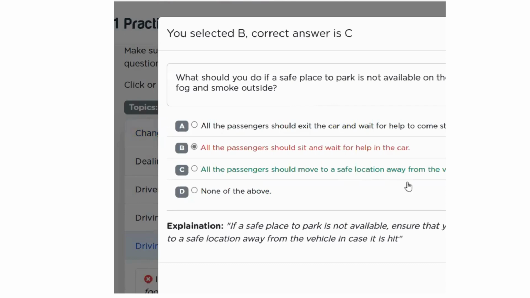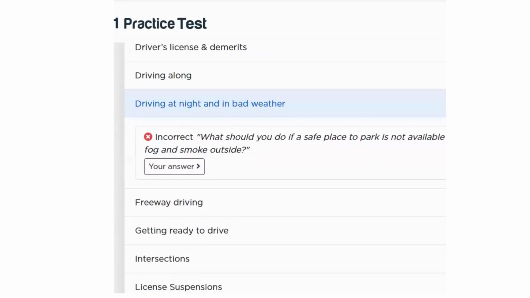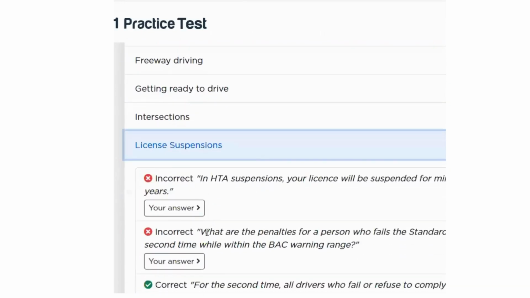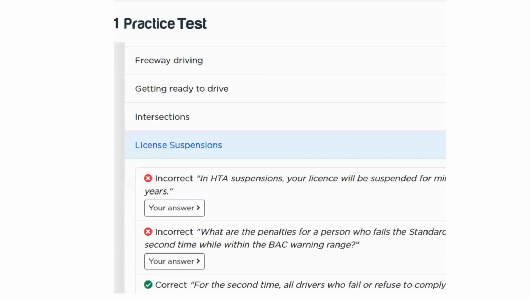Okay, all the passengers should move to a safe location away from the vehicle in case it is hit. So, what should you do if a safe place to park is not available on the road and there is a lot of fog and smoke outside? All the passengers should move to a safe location away from the vehicle in case it is hit. Okay, got it. Now, license suspension. Okay, in HTA suspensions, your license will be suspended for a minimum of 5 years.